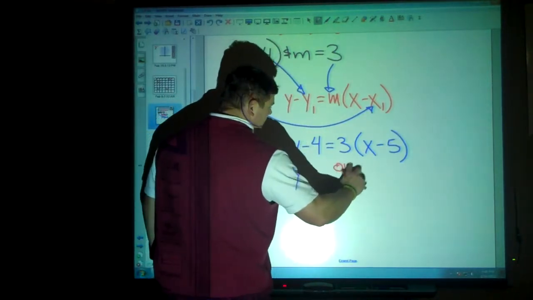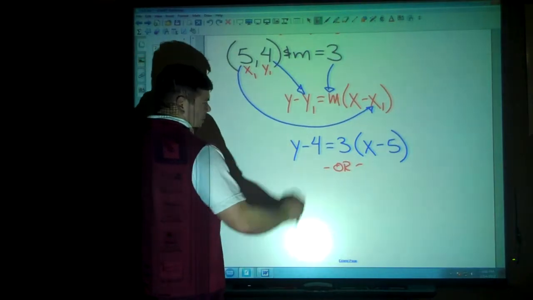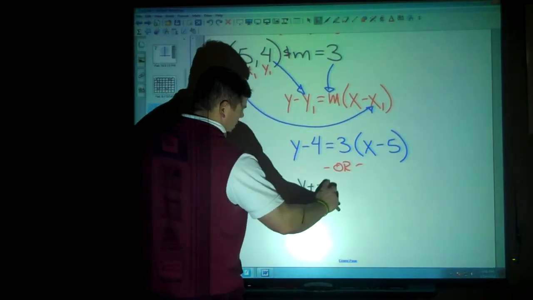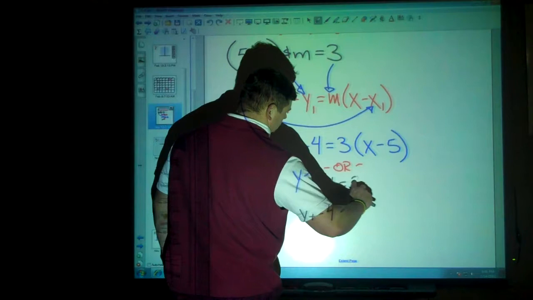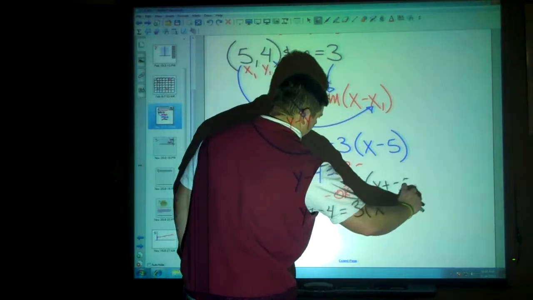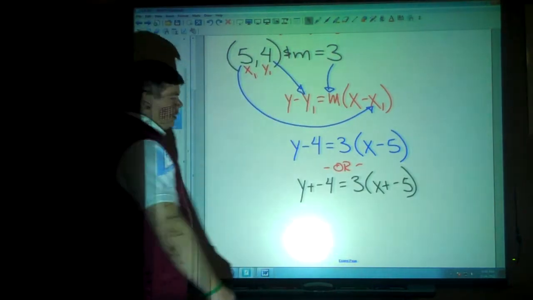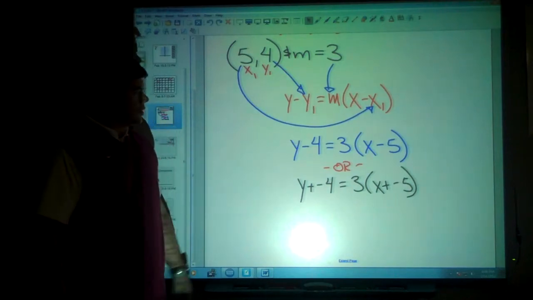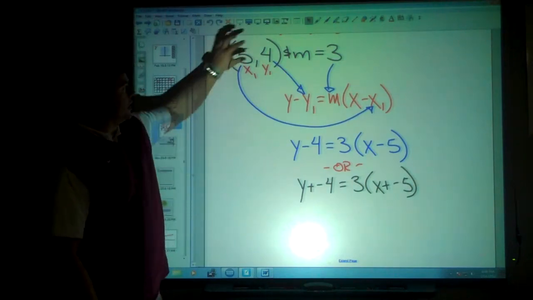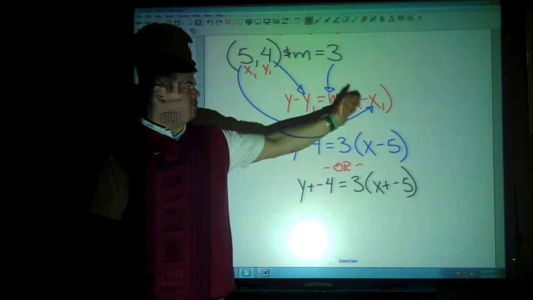Or, if you would like to manipulate the plus negatives, you could say y plus negative 4 is equal to 3 times x plus negative 5. There's no real difference between those. So this is point-slope form. We were given a point, we were given the slope, we plug it into point-slope form.